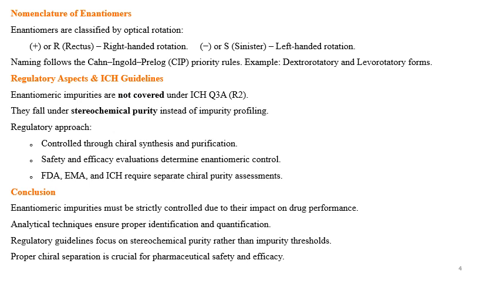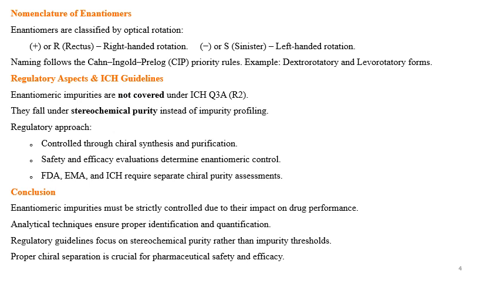Now, how the enantiomers are named. Enantiomers are classified by the optical rotation, right-handed rotation and left-handed rotation. So R means right-handed rotation and S is the left-handed rotation. Naming follows the CIP rules, example dextrorotatory and levorotatory forms. So this is somewhat basic information about the enantiomers.